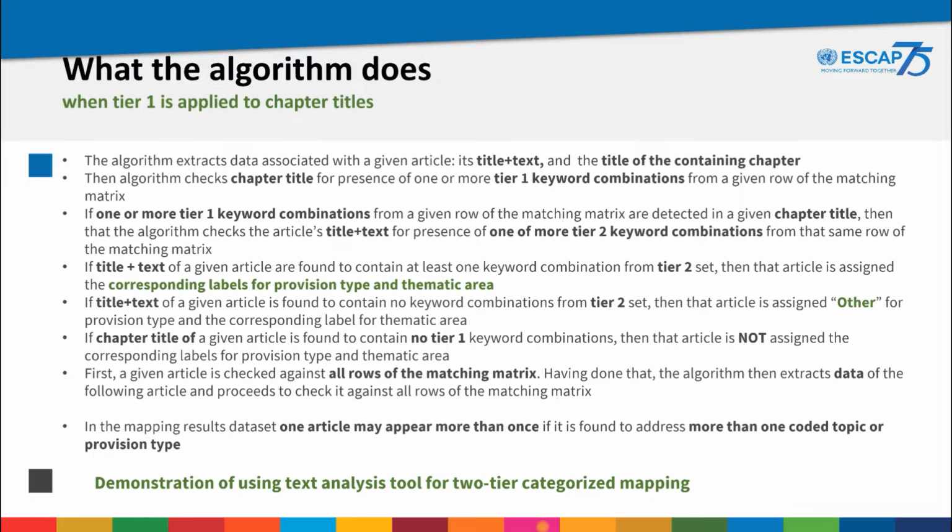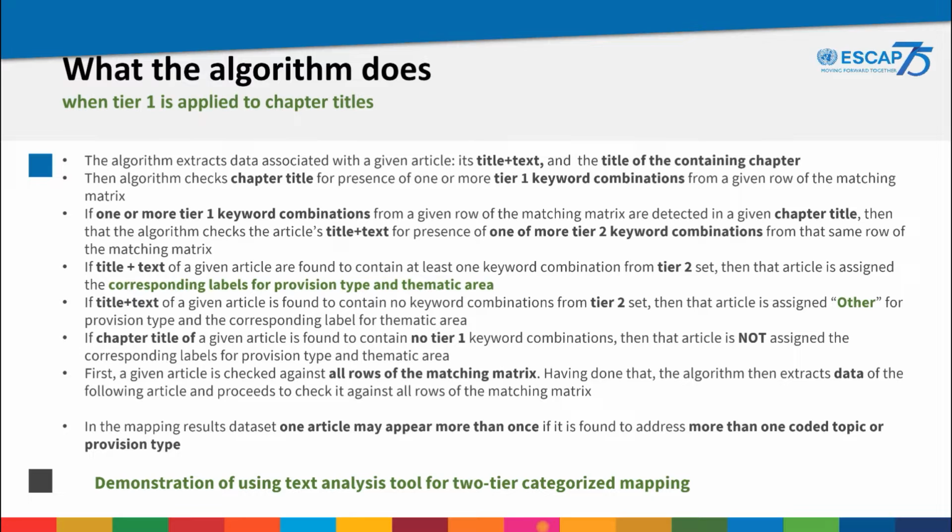First, a given article is checked against all rows of the matching matrix, and having done that, the algorithm then extracts data of the following article and proceeds to check it against all rows of the matching matrix. In the mapping results data set, one article may appear more than once if it is found to address more than one coded topic or provision type.